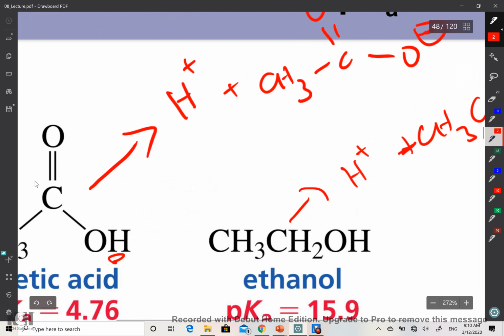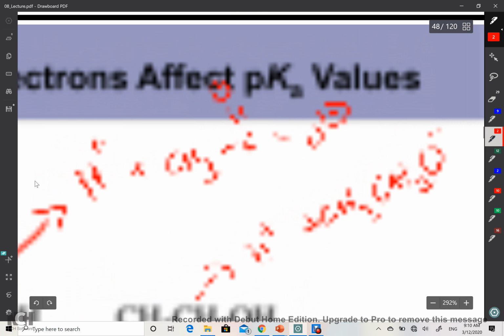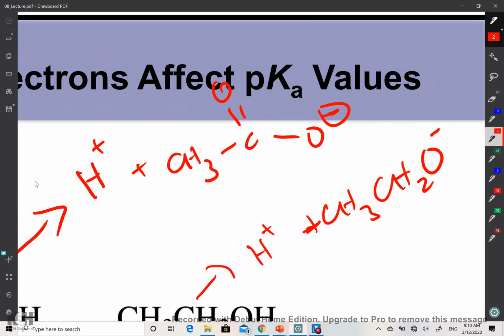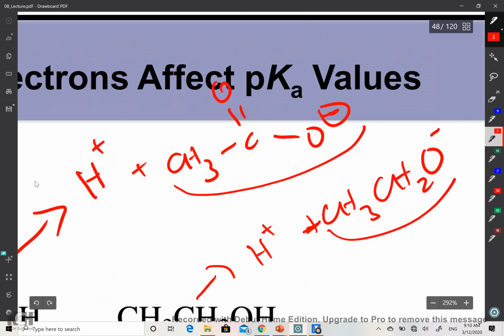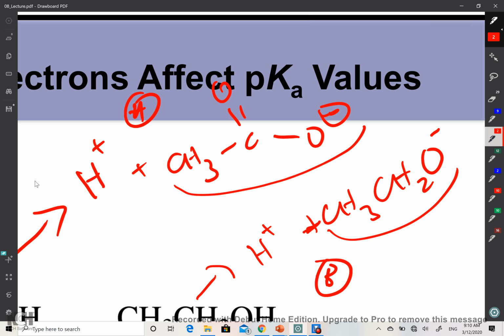Can you guys see that? I will zoom it there. Let's focus on the conjugate bases. This is a conjugate base of acetic acid. This is a conjugate base of ethanol. Between those two conjugate bases, which one can undergo resonance? This is conjugate base A and this is conjugate base B. Between conjugate base A and conjugate base B, which one can undergo resonance?